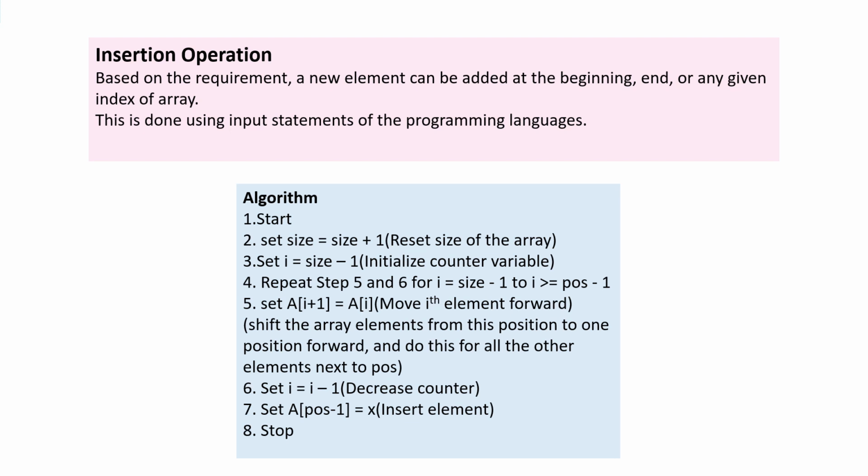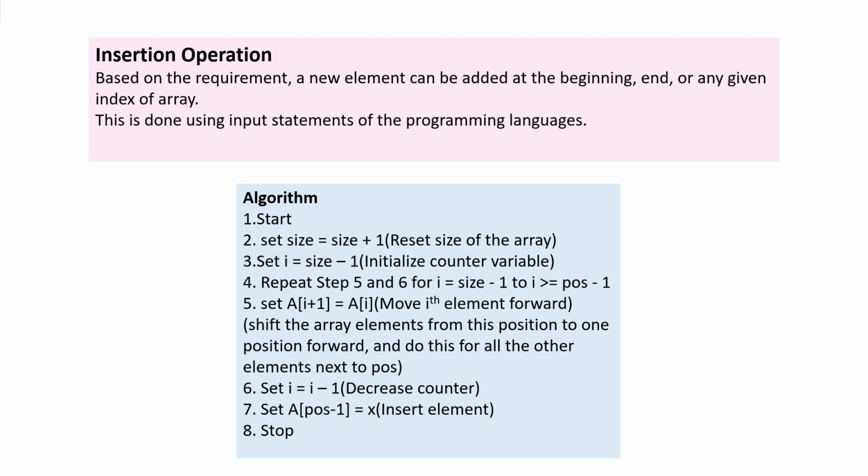And this is an algorithm for inserting an element at a particular index of an array. If you are inserting one element in an array, automatically the size of the array will be increased by 1. So steps 4, 5 and 6 of this algorithm are repeated till I, the counter variable, is greater than or equal to position minus 1, where position is the place where the element has to be inserted. So this is repeated, that is set A of I plus 1 equal to A of I, that is move the ith element forward.